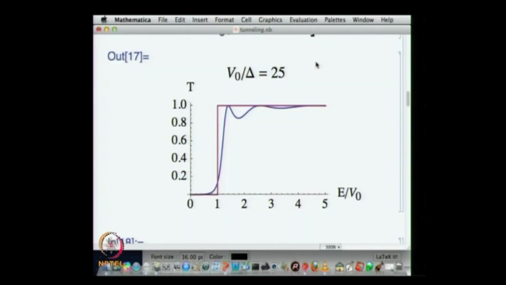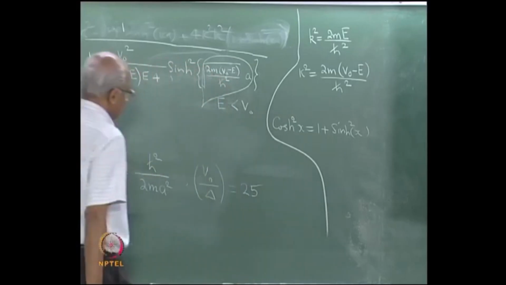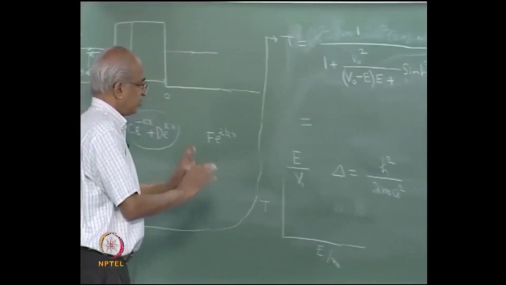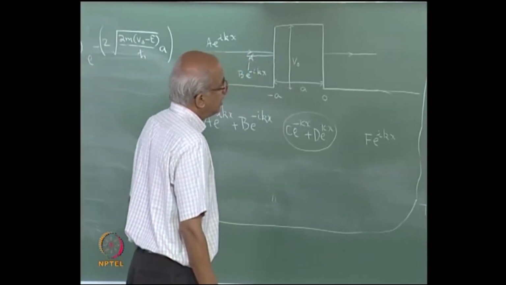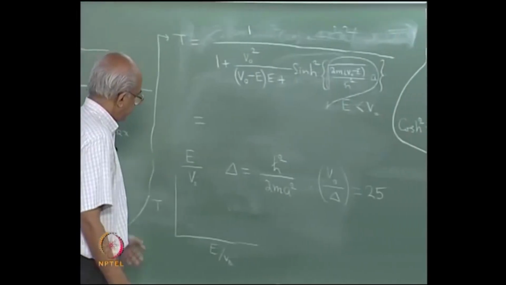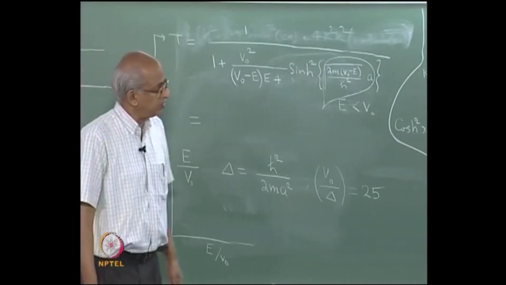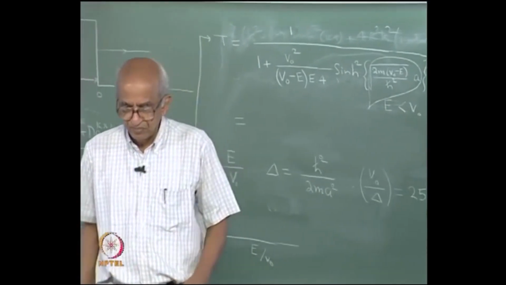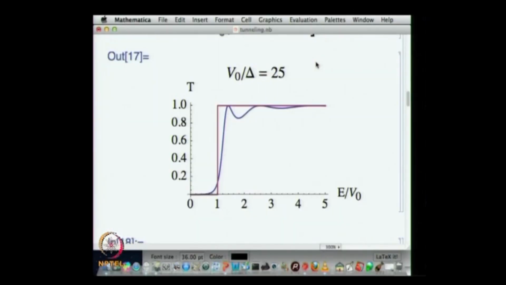See, for example, this plot is for V0 by delta equal to 25. Remember that V0 by delta is dimensionless. And for such a situation, if you plotted T as a function of E by V0, you will see that the result is this blue curve.